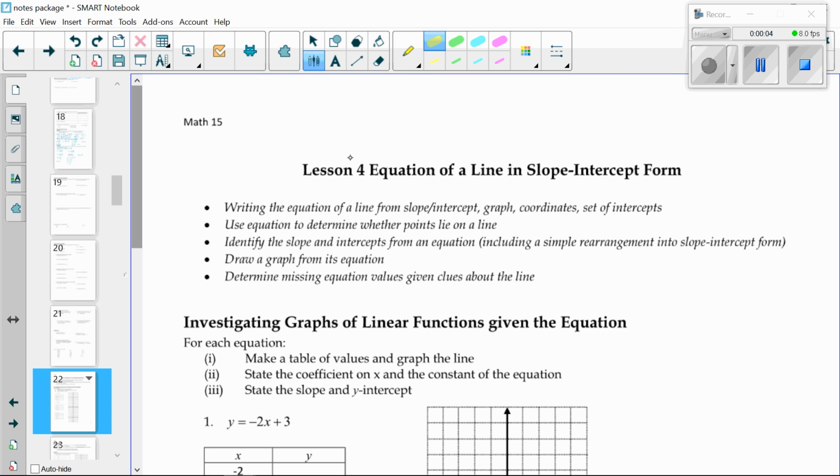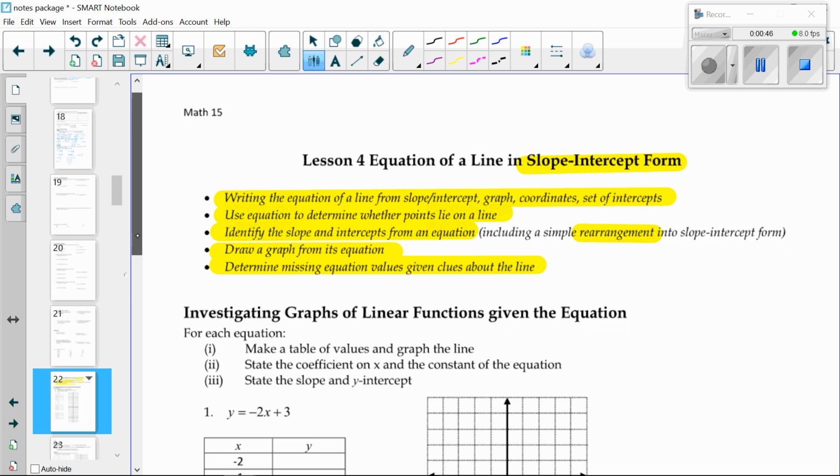So in this video today, we are going to be talking about equations of a line in slope-intercept form. We're going to talk about what that is. In this lesson, we're going to be writing the equation of a line from a slope and an intercept, a graph, coordinates, and sets of intercepts. We're going to use the equation to determine whether points lie on a line. We are going to identify the slope and intercept from an equation. And we're going to talk about rearranging equations. Again, we're going to draw a graph from its equation, and we're going to determine missing equation values given clues about the line.